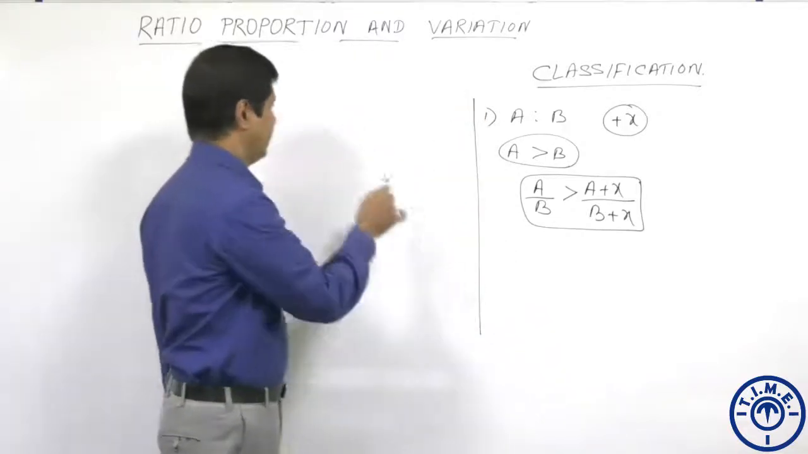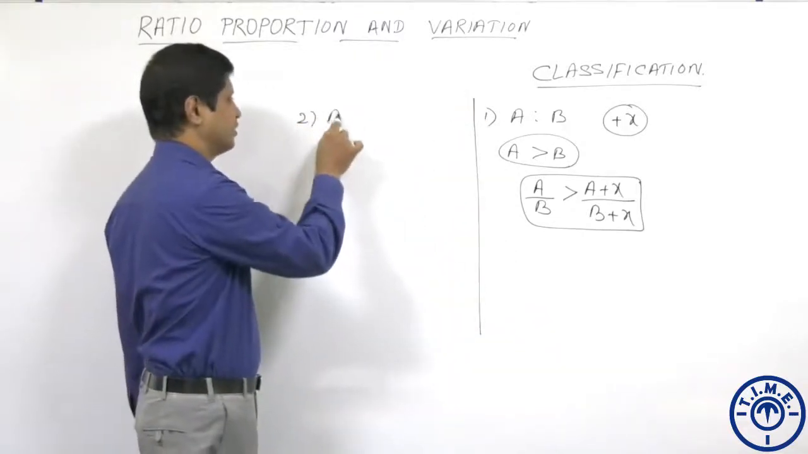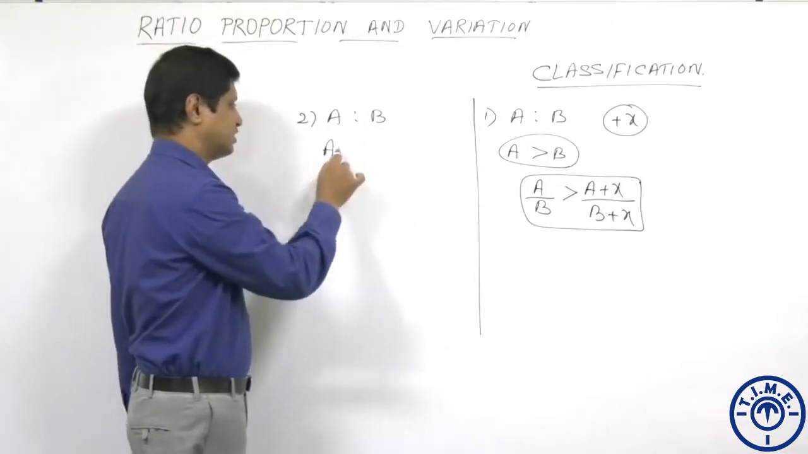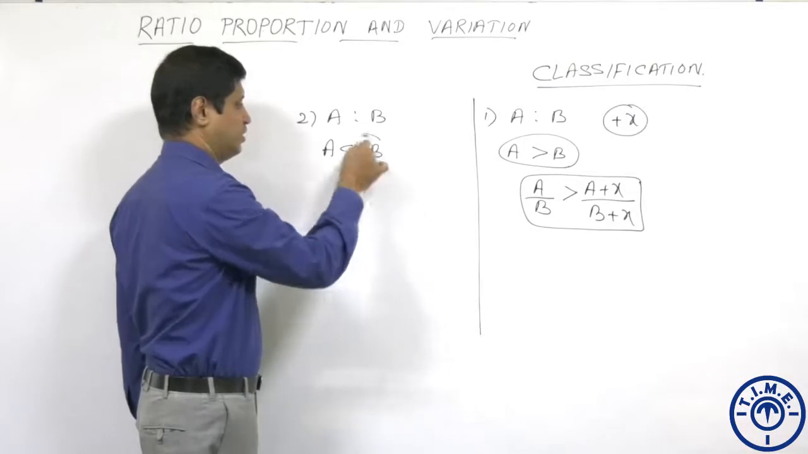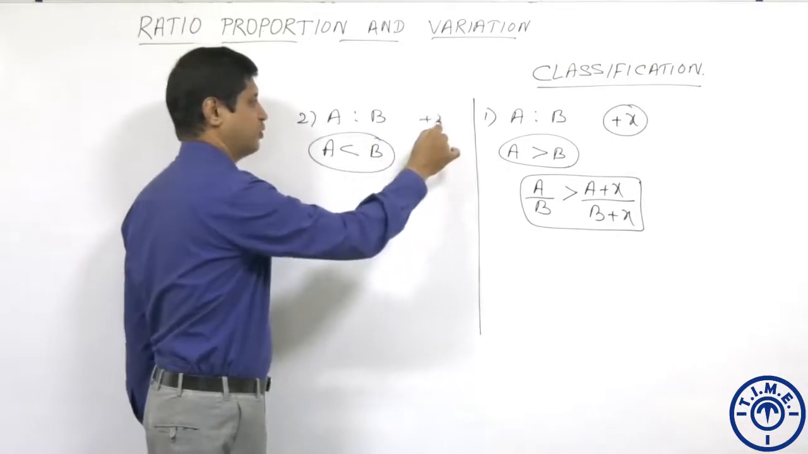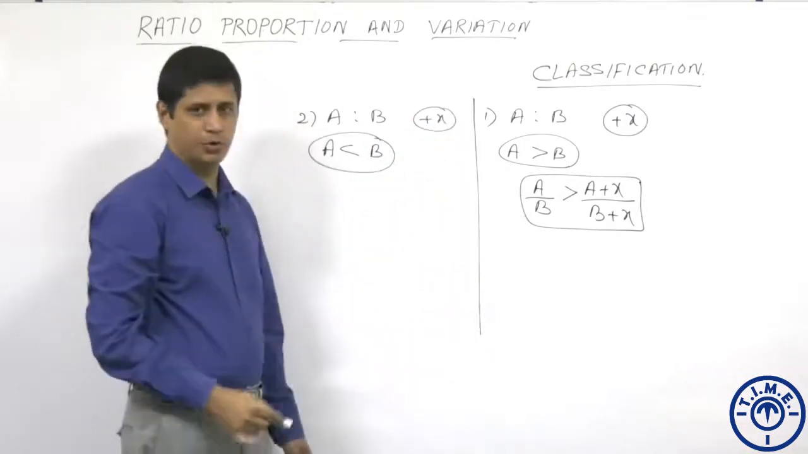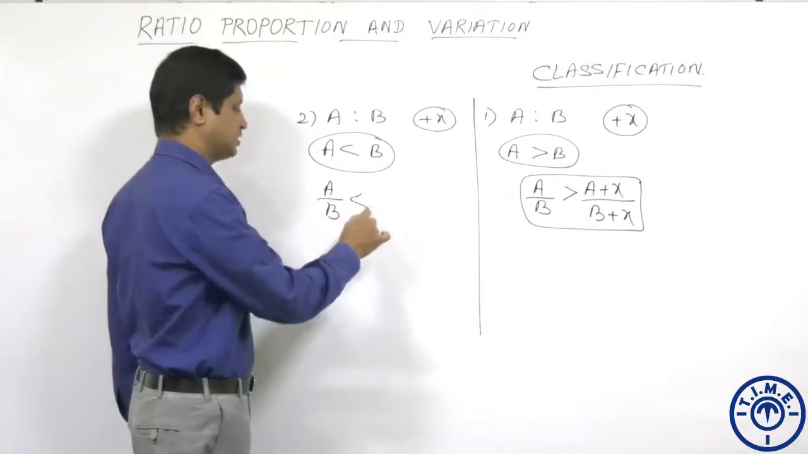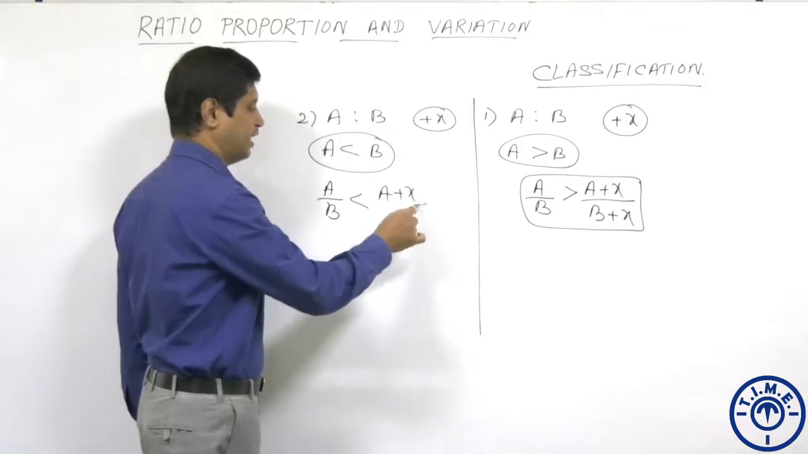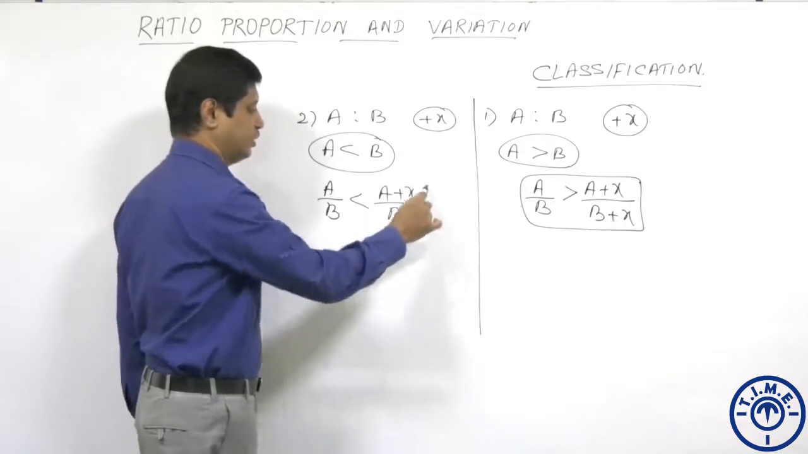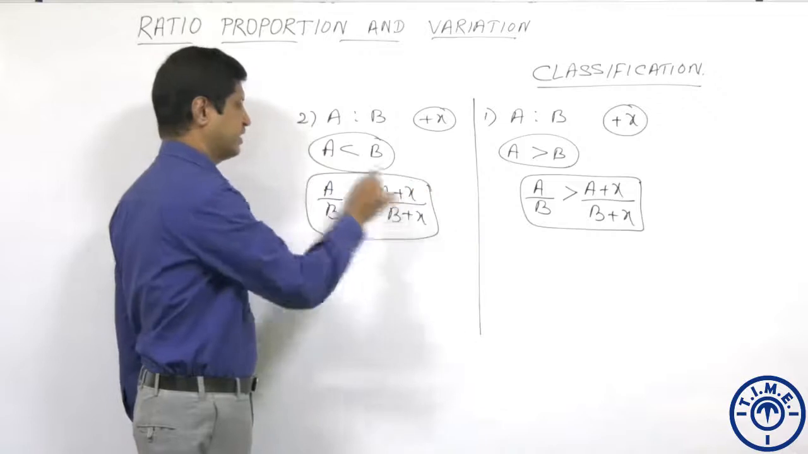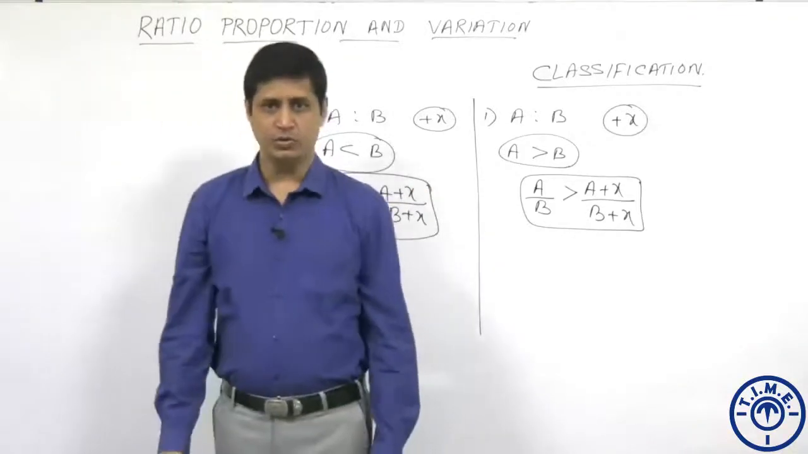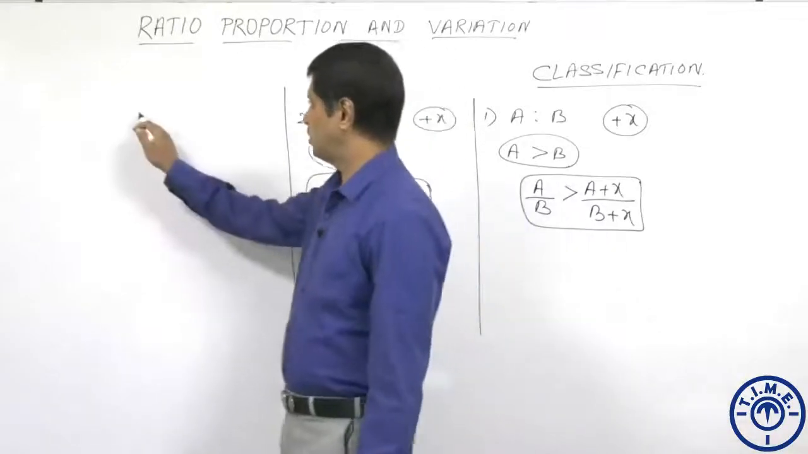Similarly, when the antecedent is less than the consequent, using the same variables A and B, if a positive value X is added to both the terms, then A by B is less than A plus X by B plus X. It is called lesser inequality ratio.